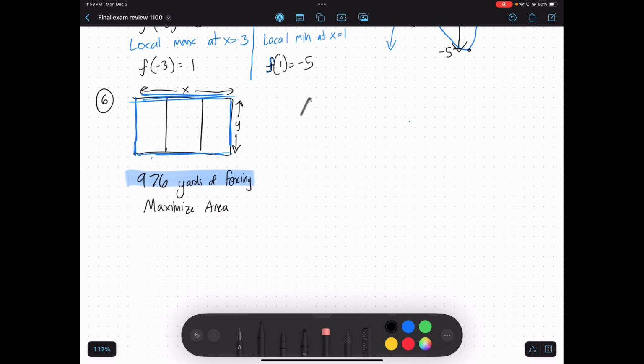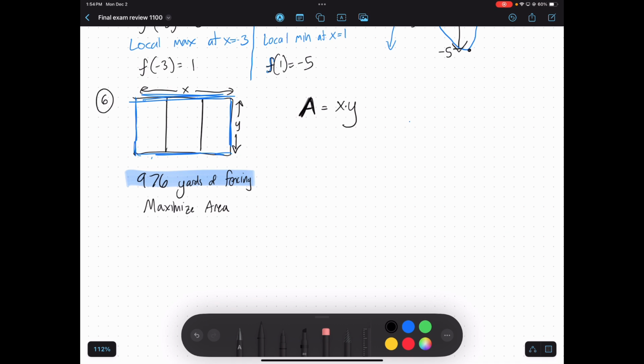Area is equal to, use the variables that it gives you. My area of this total shape will just be x times y. Length times width. Length is defined as x, and width is defined as y. So there's my area. My problem is two different variables. I've got two different variables involved here, so I have to get this all in terms of one variable.